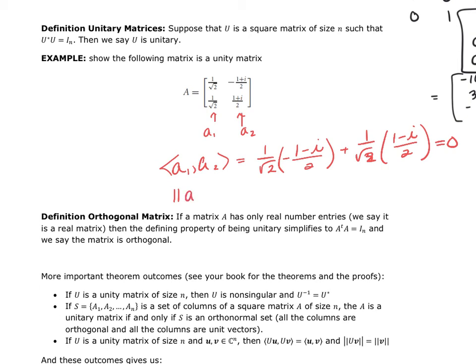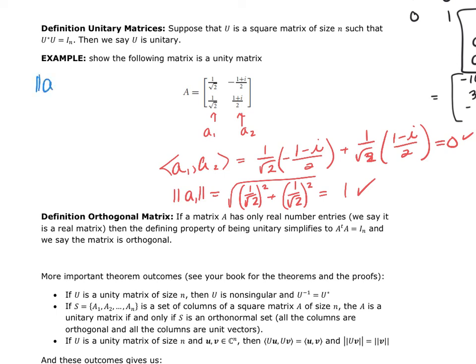And now what we're going to do is see whether or not the norm of each column is equal to 1. So I'm going to take the square root of 1 over the square root of 2, the quantity squared, plus 1 over the square root of 2, the quantity squared, and we know that happens to equal 1. So far we have orthogonality, and we have one of the columns being a unit vector.